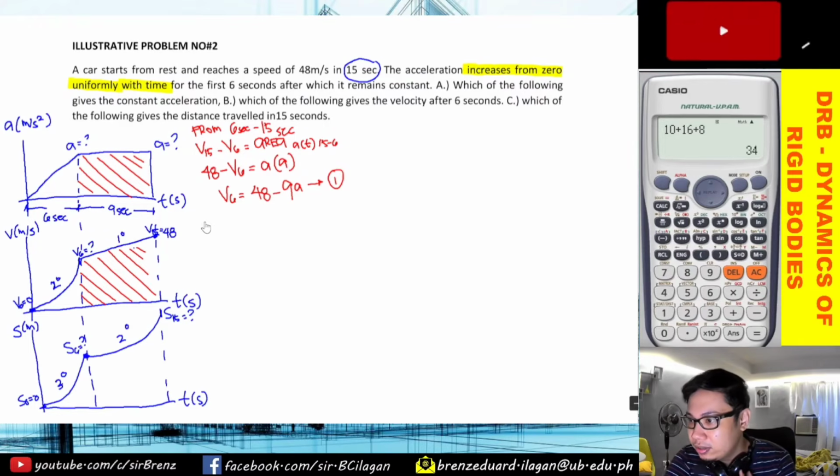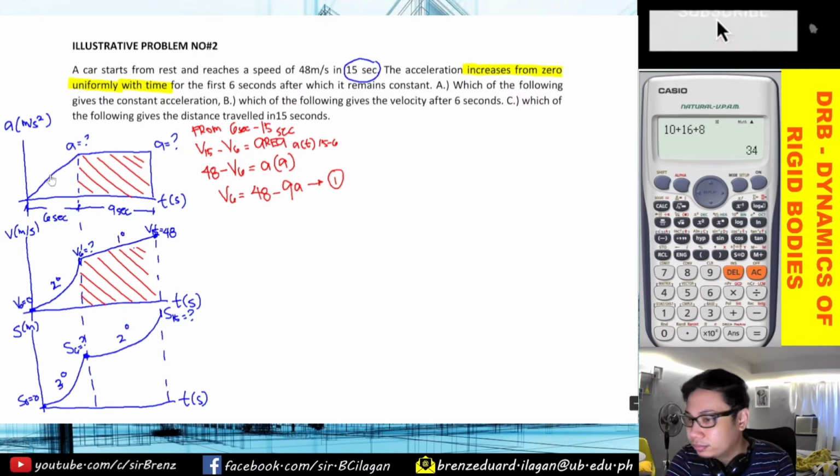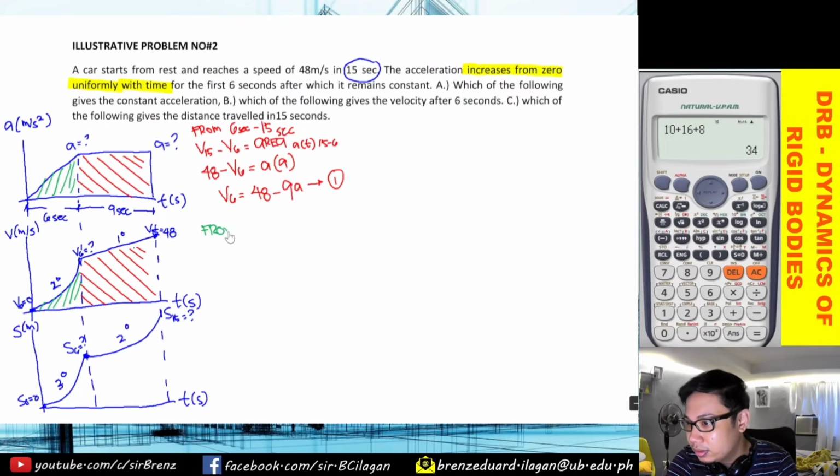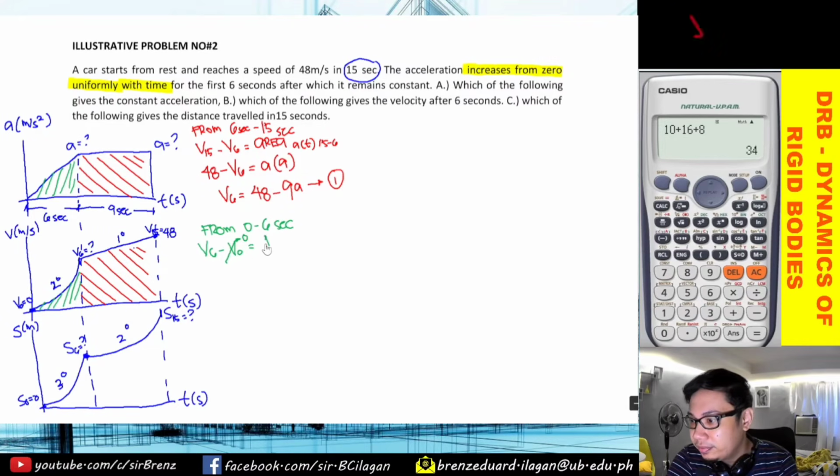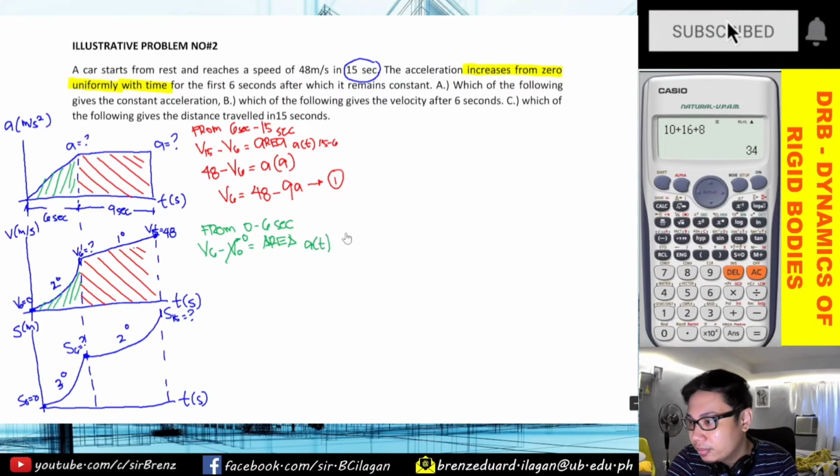And then next, let us consider the portion from 0 to 6 seconds, this portion. That will be the velocity at 6 seconds minus the velocity at 0, which is 0, and that is the area of the acceleration diagram from 0 up to 6 seconds.